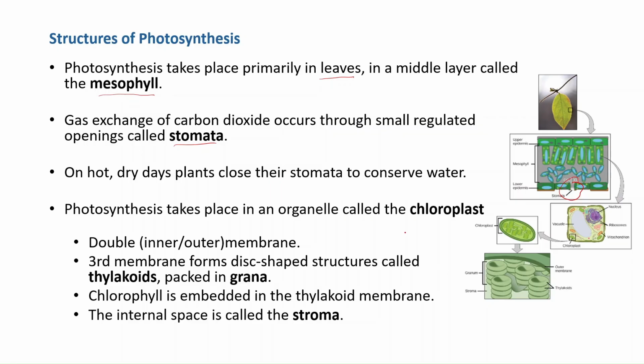The actual photosynthesis takes place in an organelle that we already know, the chloroplast. Remember, we talked about having a double membrane. Then it has another membrane from the sac that looks like a pancake, like a green pancake, that we call a thylakoid. Several thylakoids are stacked up in a grana. The chlorophyll is embedded on the thylakoid membrane, and the space between the grana is called the stroma.